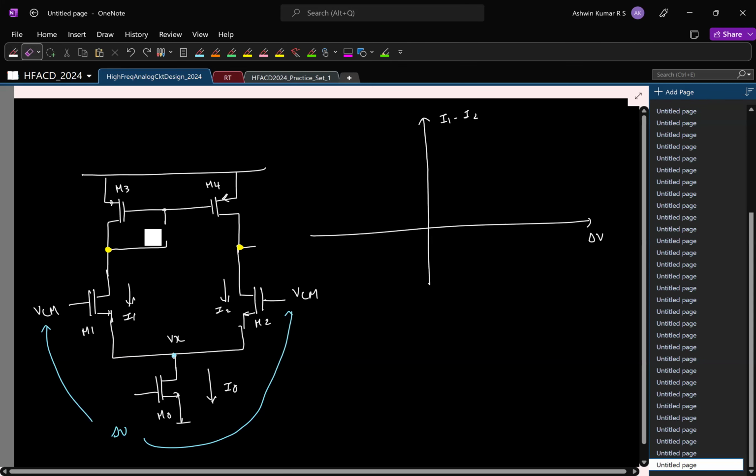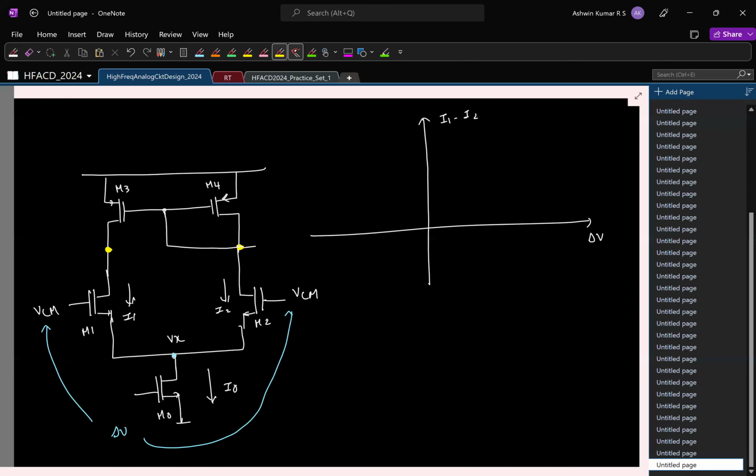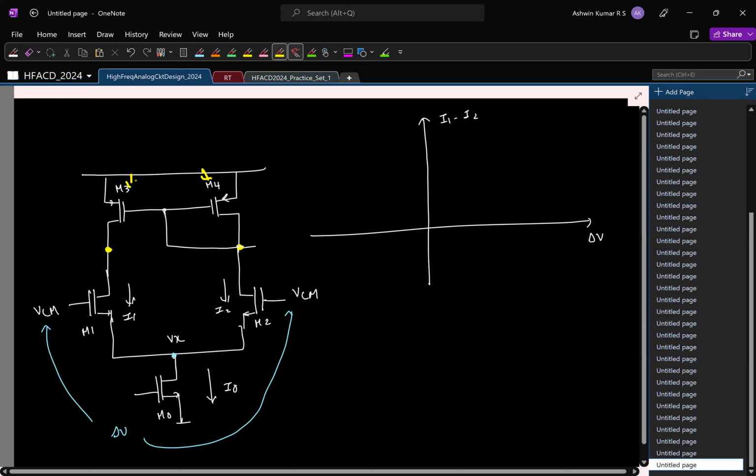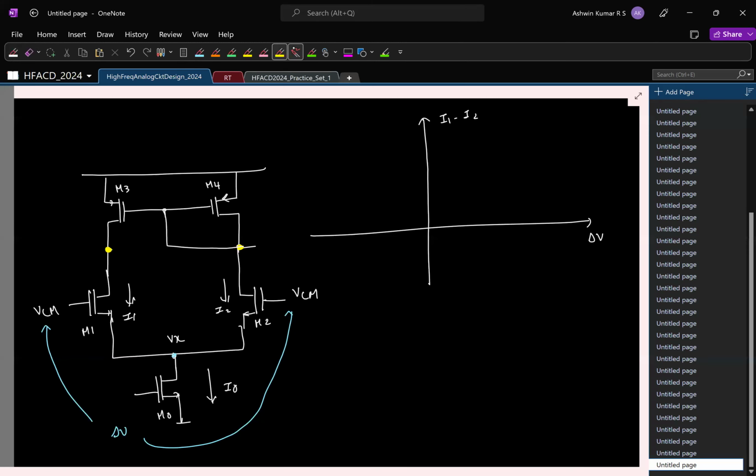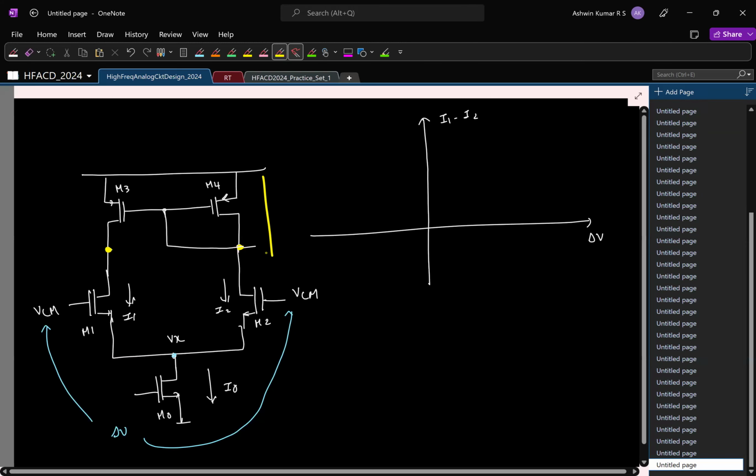You are saying that you want to flip this connection. There is no difference, right? Now it is as though I have flipped it over this axis. Basically, this is now your M3, this is now your M4. Nothing has changed. Now this will not copy this current. Remember that the current mirror is basically any current flowing in this diode connected device that gets mirrored here. It's not the other way around.